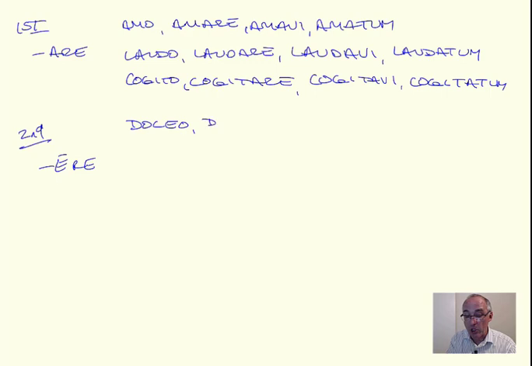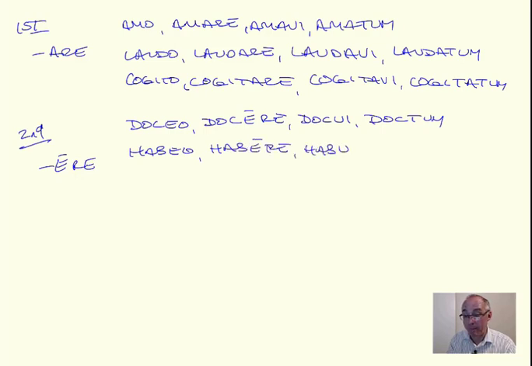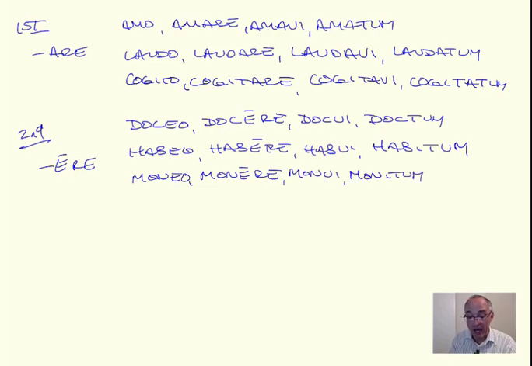Second conjugation, a long -ere: doceo, docere, docui, doctum. Habeo, habere, habui, habitum. Moneo, which means to warn, monere, monui, monitum.